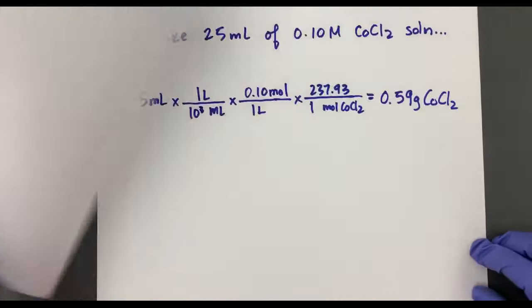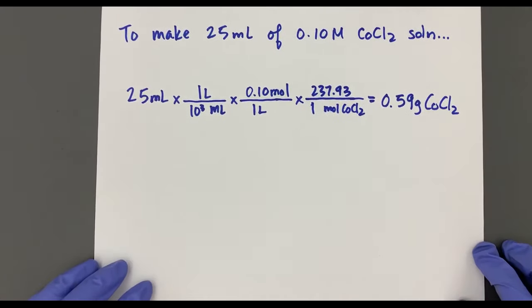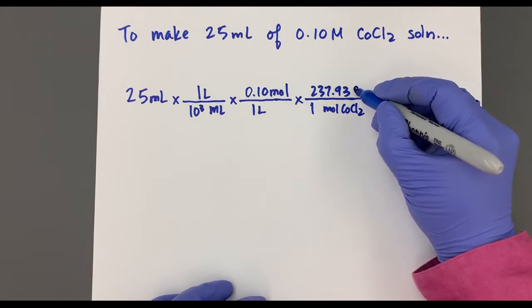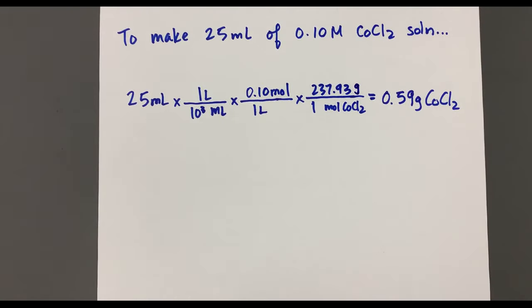The first thing we need to do is figure out how much CoCl2 I need to weigh out. The instructions ask you to make a 25 ml solution at a concentration of 0.1 molar. And so the way to do that is to take the 25 mL and convert it to liters. Then use the concentration of your desired solution to convert to moles. And then to convert from moles of CoCl2 to grams of CoCl2, we just use the molar mass. We need grams here. That will get you 0.59 grams of cobalt chloride.